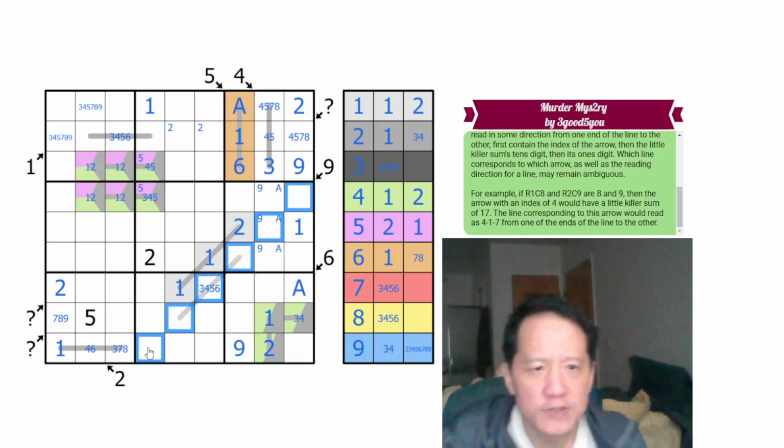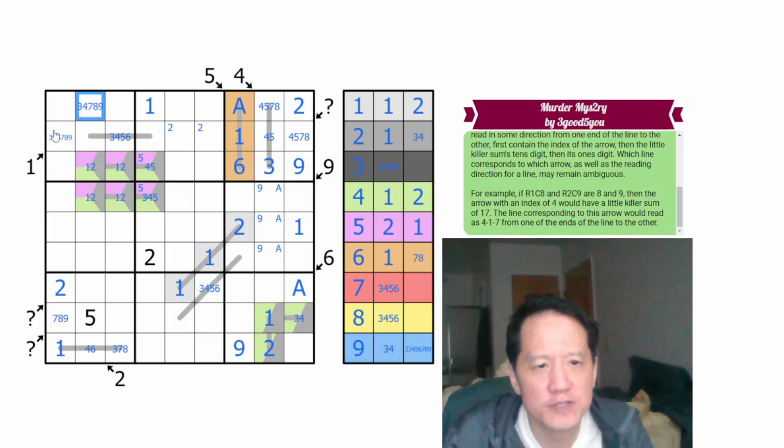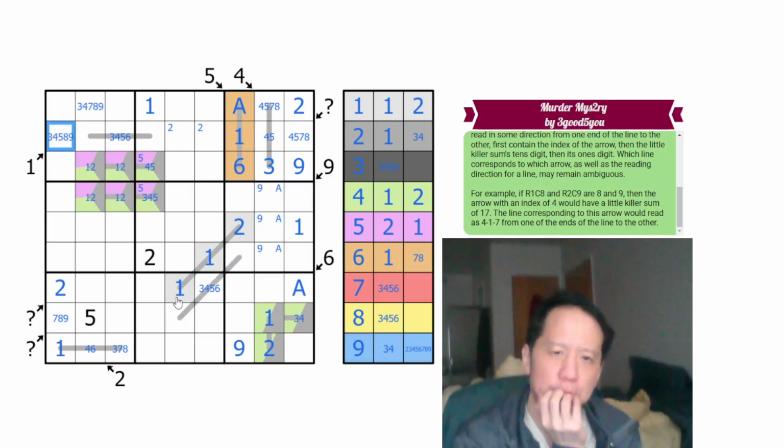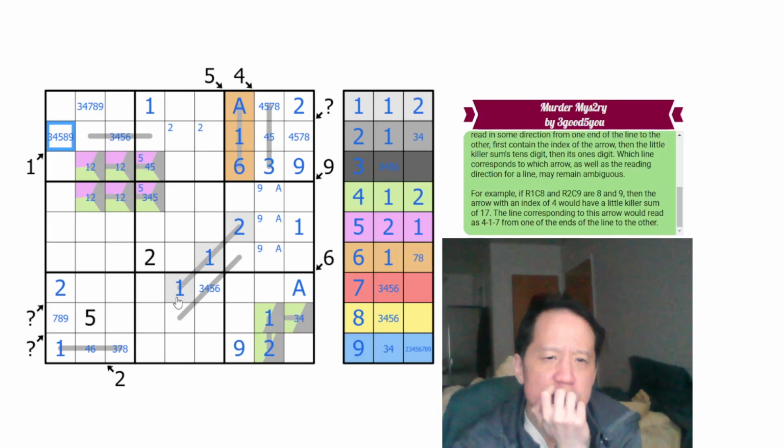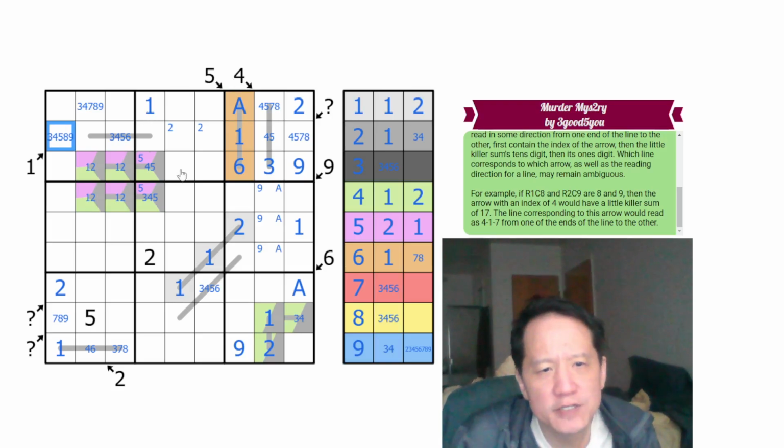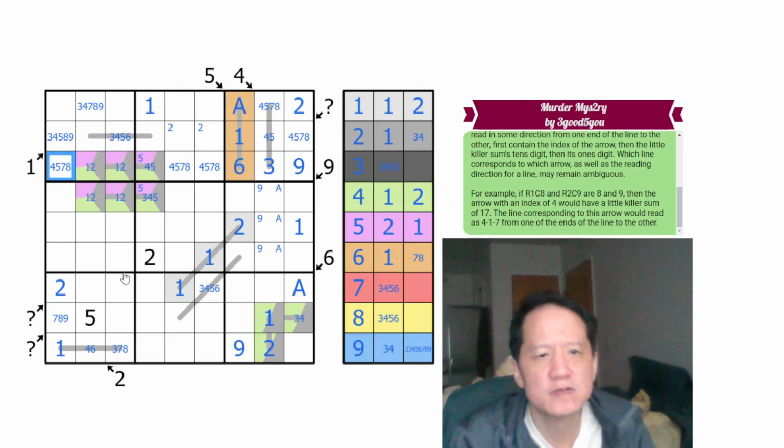What else are... This can't be 5, therefore this can't be 7 here. The remaining digits here are 4, 5, 7, 8.